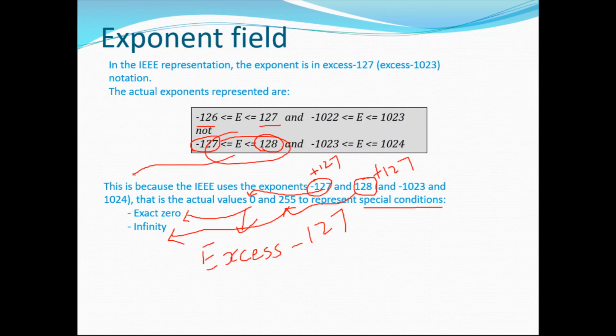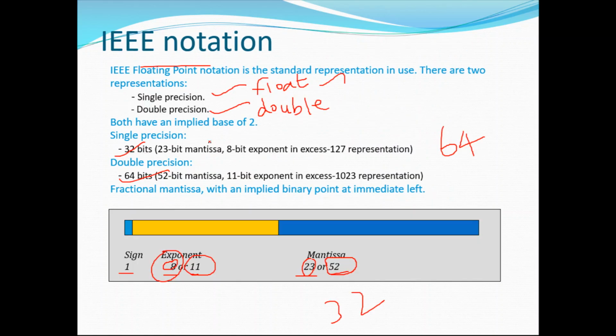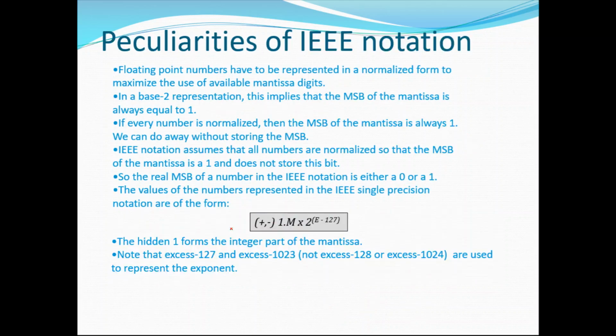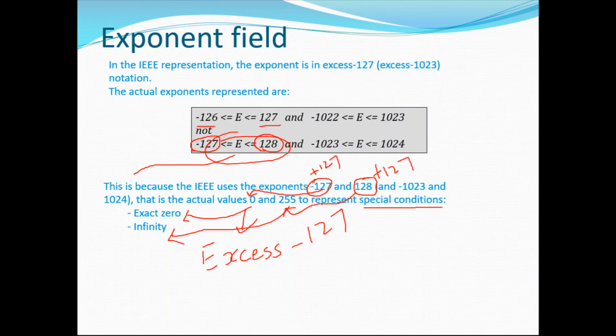What will happen to that? All these are represented in excess 127 notation in IEEE format. The point I'm trying to make you understand is, whatever the number given in this exponential part, it is in excess 127 format. It is not in normal format. Whatever the number is here, it should be added with 127 to get the actual value. So then what is 0? Minus 127 is the actual 0, because when you add 127, you will get 0, right?